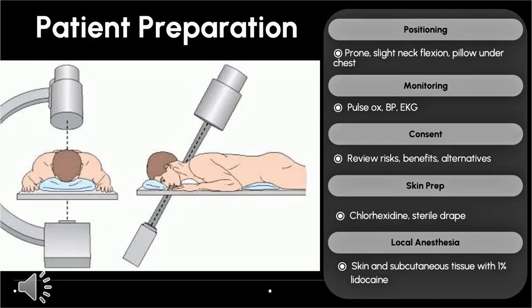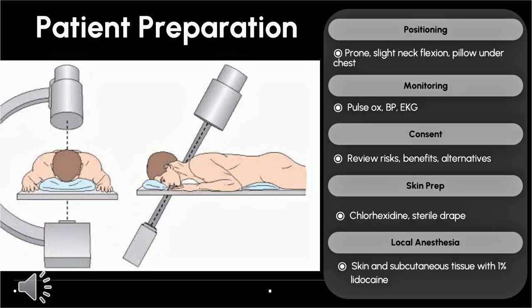Position the patient prone with a slight neck flexion. Apply monitors: pulse oximetry, blood pressure, and EKG. Obtain informed consent. Clearly review risks such as dural puncture, cord injury, and vascular injection. Skin prep with chlorhexidine provided there are no allergies, then anesthetize with 1% lidocaine.